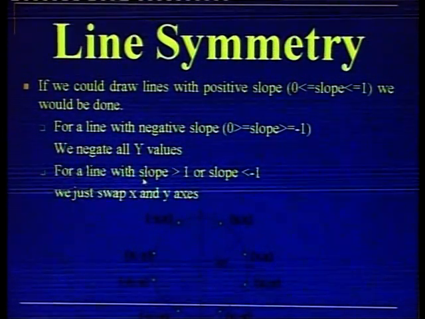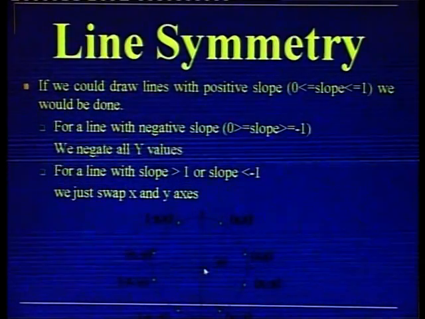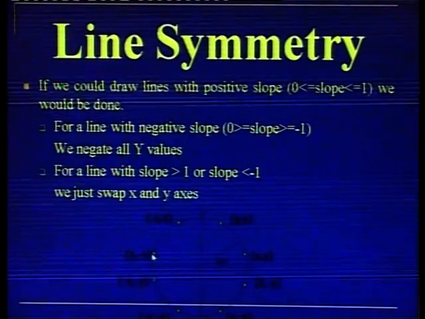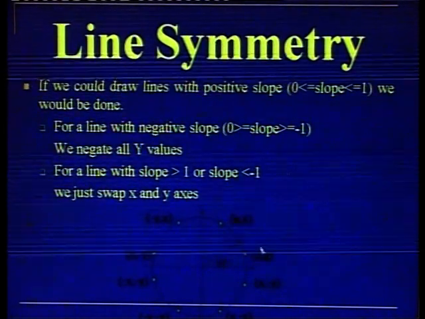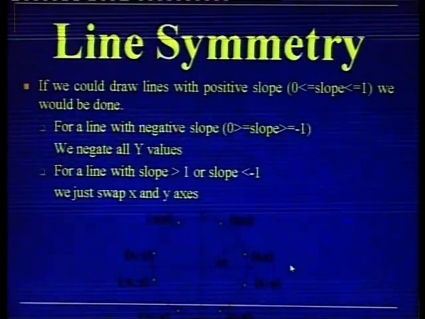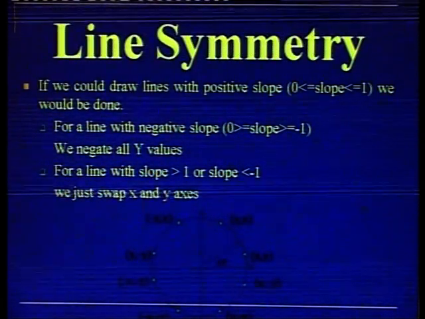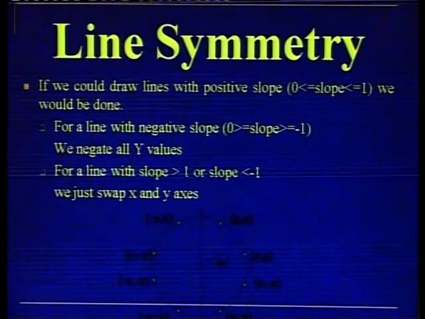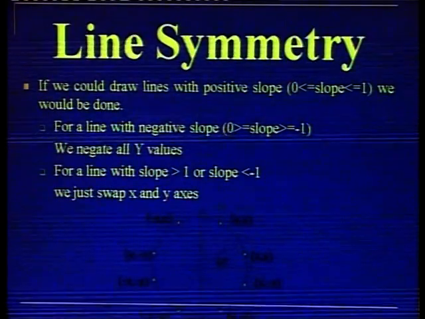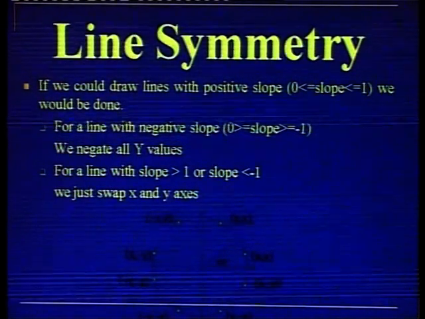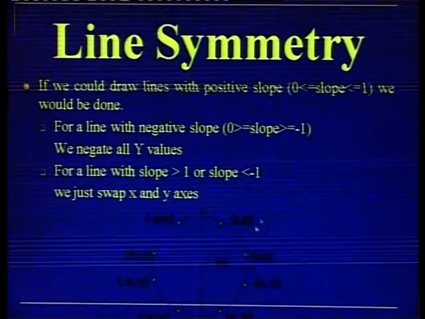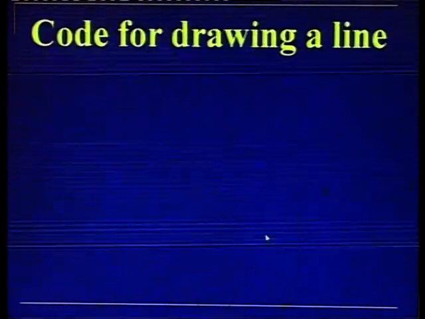And for a line with slope that is greater than 1, for the first quadrant this portion and the second quadrant this portion, less than -1, for this portion we just swap the x and y axis. This is the line symmetry, that is how line symmetry helps in reducing the calculations. All the coordinates need not be calculated, we just need to calculate the point coordinates for the line having the positive slope between 0 to 1.